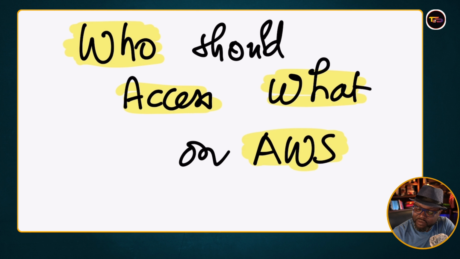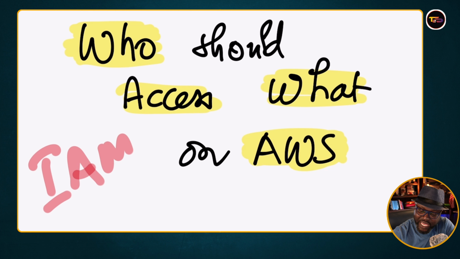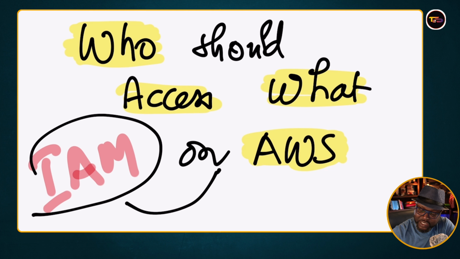A lot of even the other cloud computing platforms also have some other way to use this concept. Who should access what on cloud? And this is what we call IAM. This is why we have IAM here. So it's pretty much what you need to know about this concept.